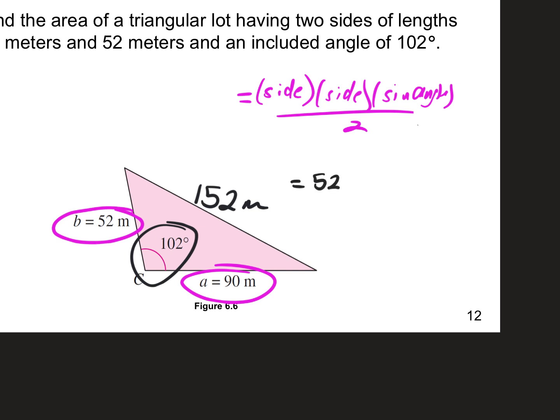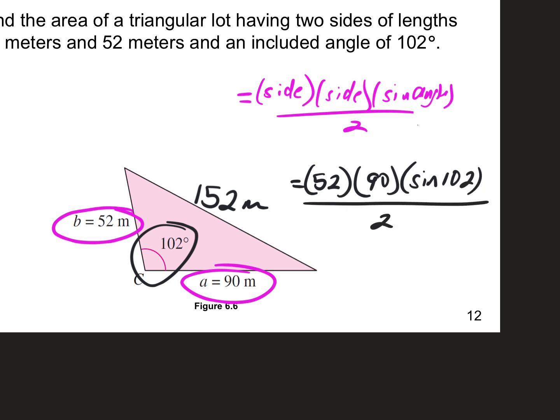So you literally, guys, would do this. 52 times 90 times the sine of 102. And then you would do what with all that? Divide it by 2. Throw that in your calculator. Make sure that your calculator does the numerator first. If you want to, hit 52 times 90 times the sine of 102. Enter. And then divide it by 2. That'll work. And on WebAssign and on your quiz, it'll tell you what to round to.